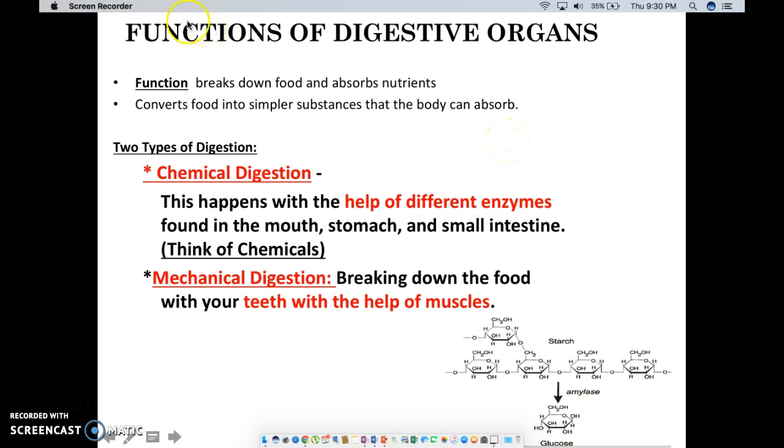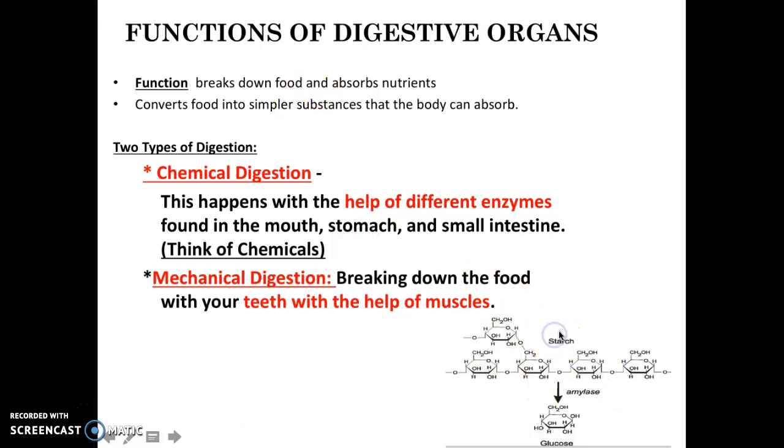All right, so now we're going to go into the functions of the digestive organs. There are many different organs that are responsible for digestion, okay? The function of these organs is simply to break down food and later absorb it in the form of nutrients. We're going to convert food into simpler substances that the body can absorb. What that means is going from polymers, like starches, which are the big biomolecules all attached together, and breaking them down into their monomer types, such as glucose. Now, how does your body do the breaking down? Well, there are two different types of digestion, and when we say digestion, we really mean the breaking down part.